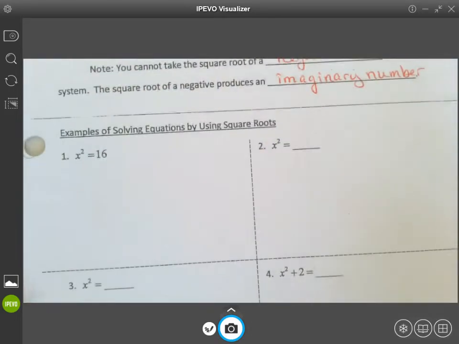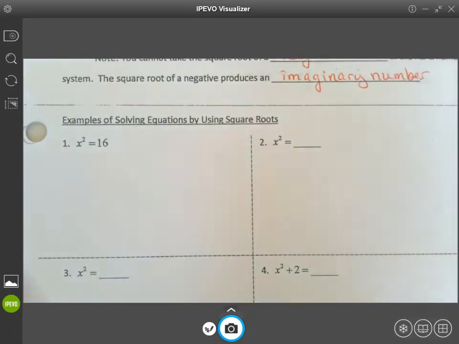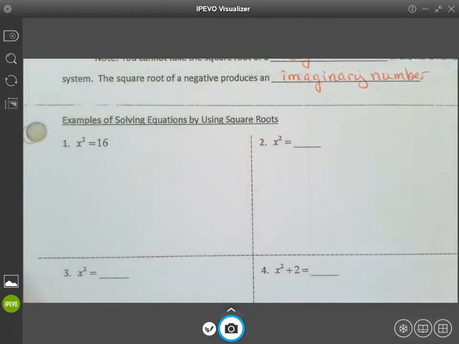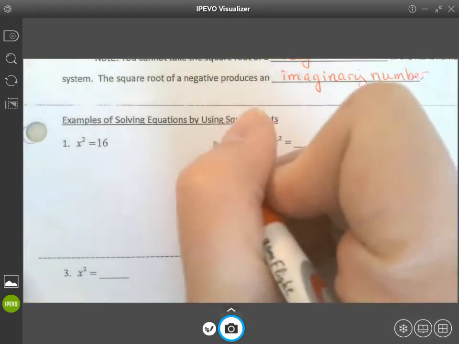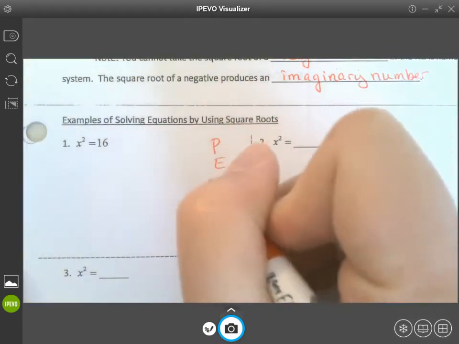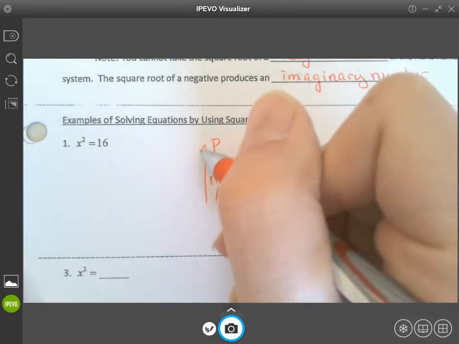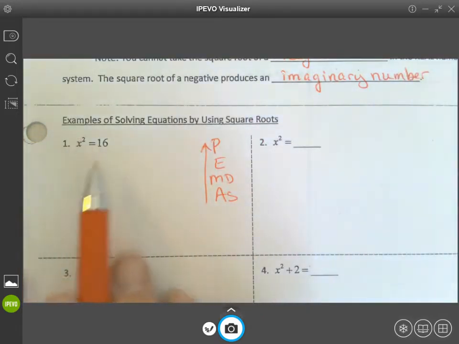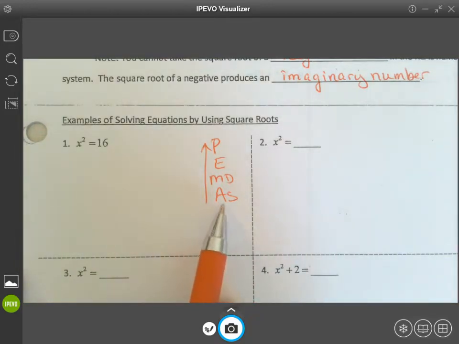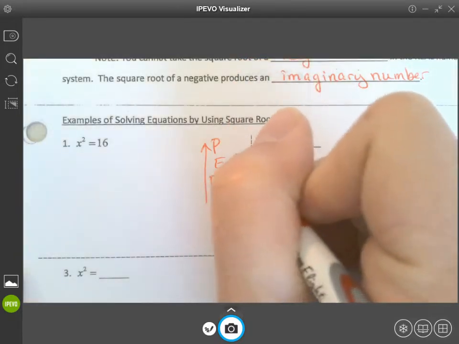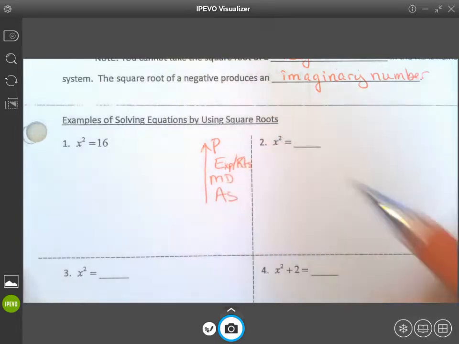Okay, so looking at this, examples of equations by solving square roots. If this was just x equals, we'd be done, but it's x squared. Now, think about your order of operations. Please excuse my dear Aunt Sally. We are going to work our order of operations backwards. We want to check for anything we can do. If I'm working these backwards, there's no addition, subtraction, there's no multiplication, division. And the next thing would be exponents, but exponents are also clumped with roots.